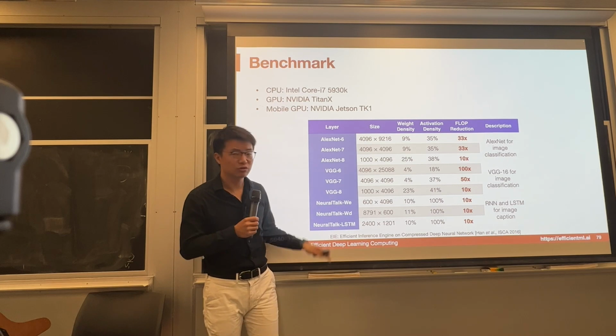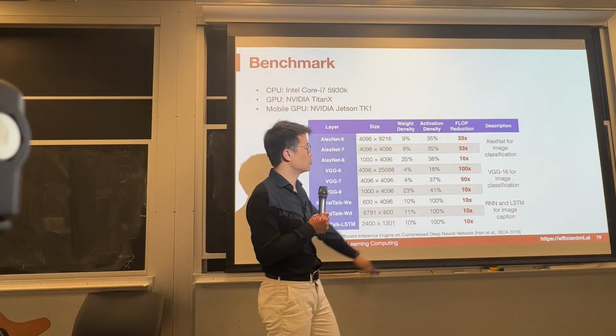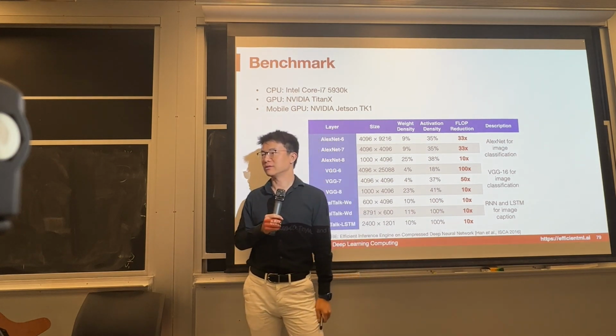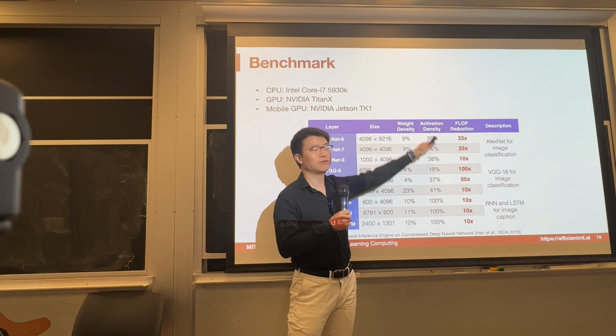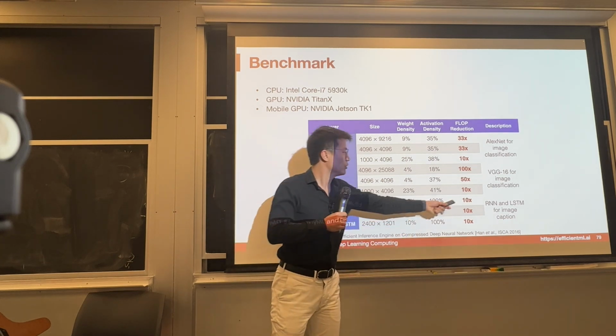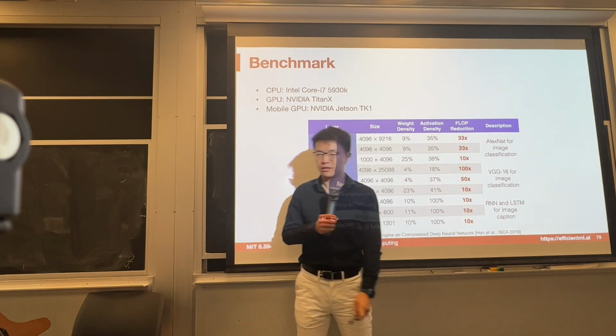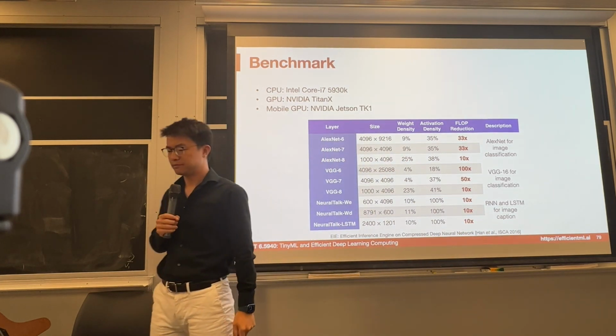Okay, so this is the FC layer of AlexNet and VGG. But pay attention to this NeuralTalk, which is an LSTM. For LSTM, they are not using ReLU activation. That's why here the activation density is 100%. It's dense, so the saving only comes from the pruning of the weights. So that's the RNN and LSTM for image captioning.